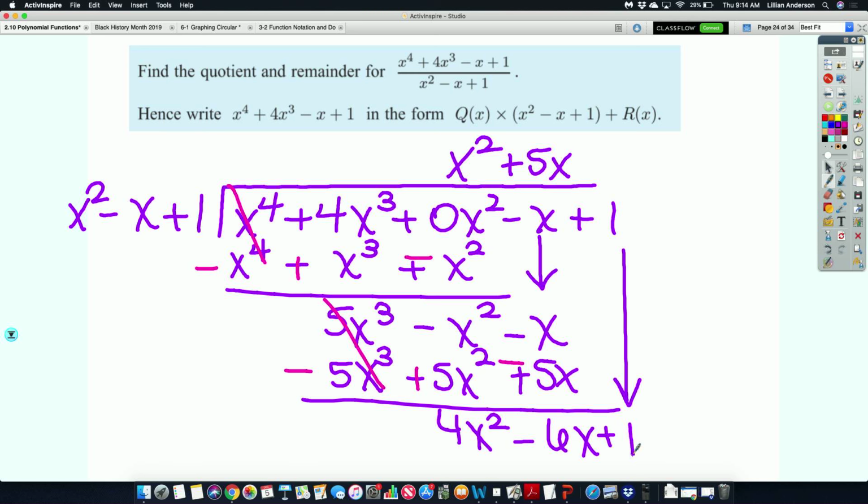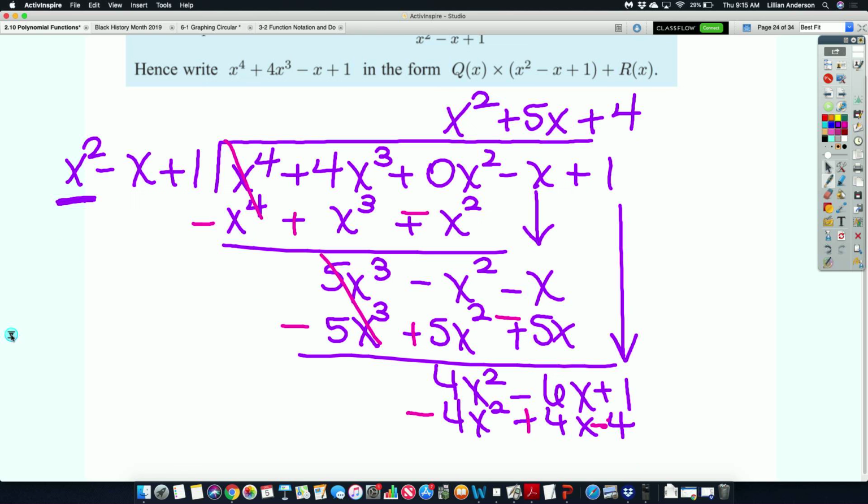What times x squared gives me 4x squared? Just 4, because the x squared is the first term in the divisor. So 4 times x squared is 4x squared. 4 times negative x is a positive or negative? Negative. And then 4 times 1 is 4. And you must remember to switch your signs.